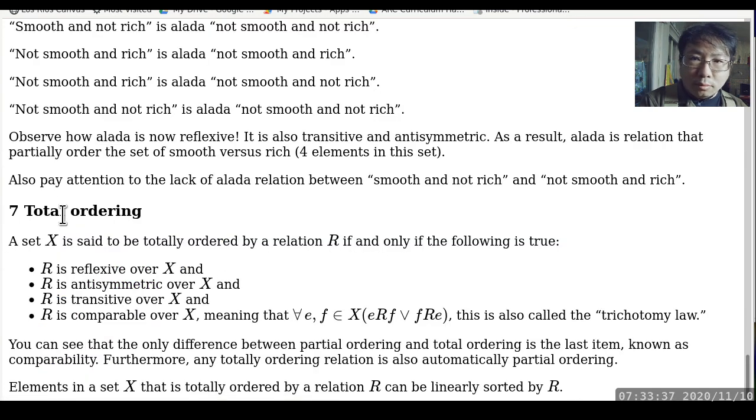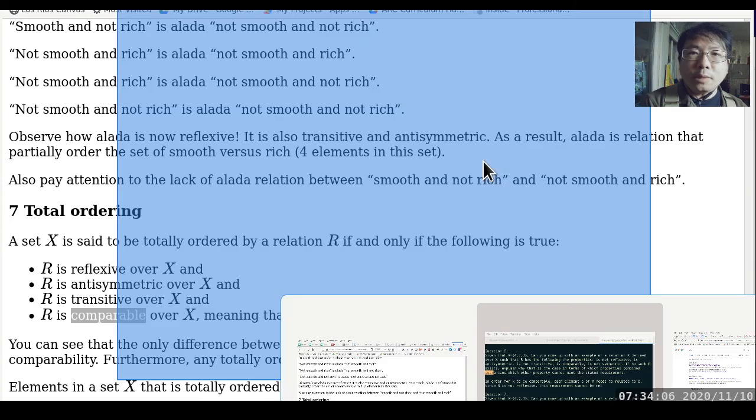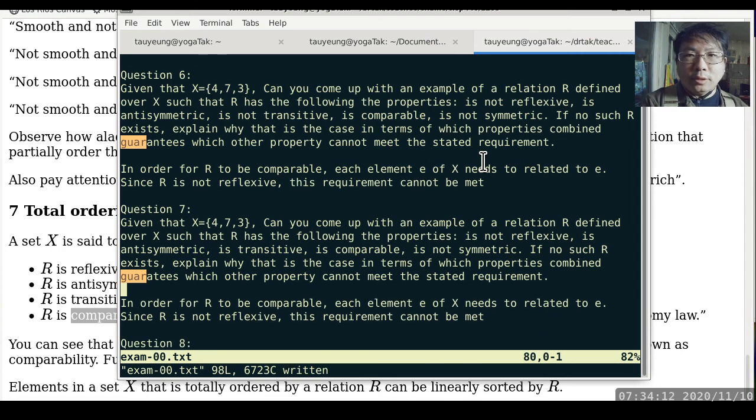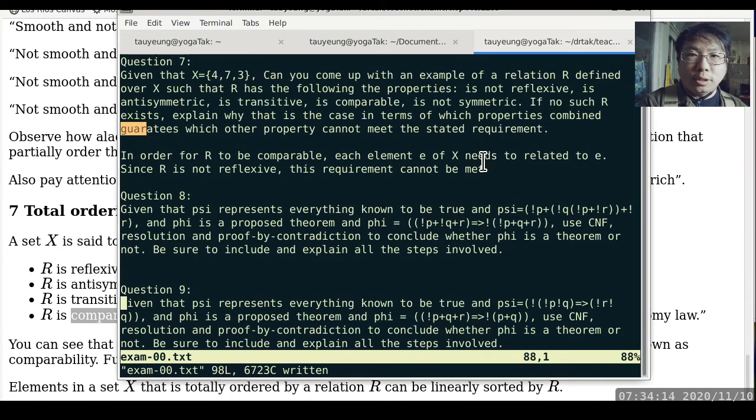Alright, so totally ordered means it is comparable. That means for every way to pair up E and F, we have to have ERF or FRE, which means they can both be there or just one of them, but we need at least one of these two to be in R. So self-relating or reflexivity is required. So it is proper to answer question number 7 the same way as the other two questions.